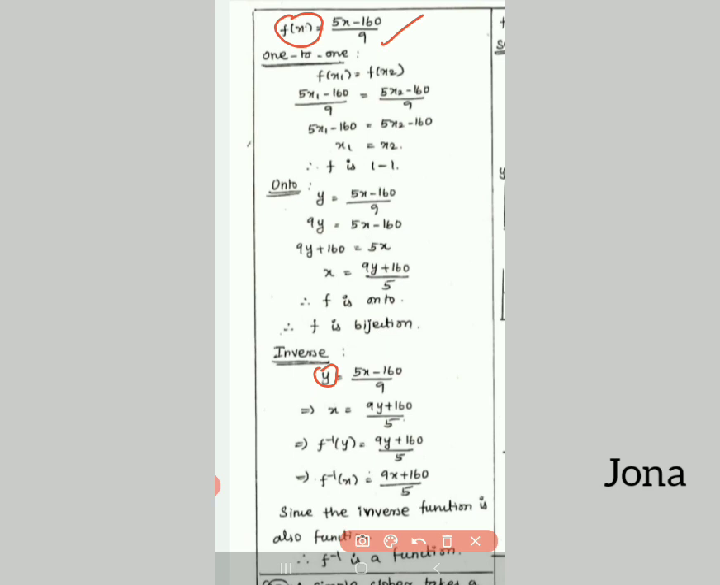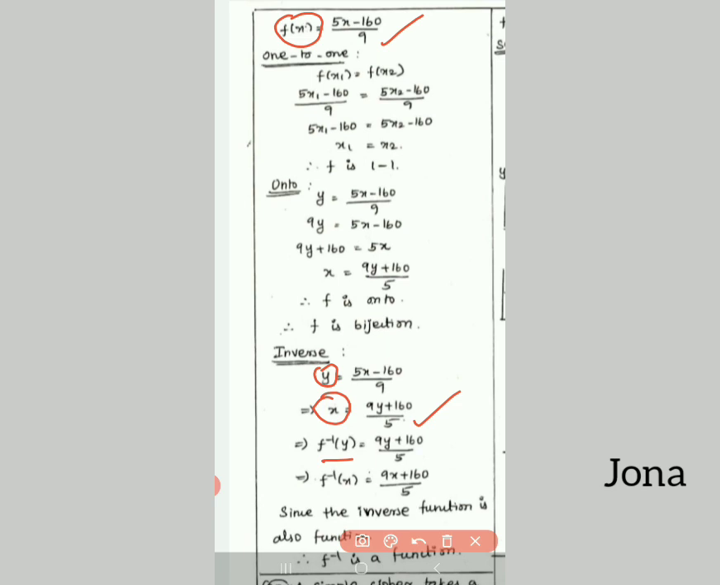From this I can find the value of x here. So cross multiply and get the value of x. It will be (9y + 160)/5. So x is the inverse of y, isn't it? So I can write f inverse of y equal to (9y + 160)/5.